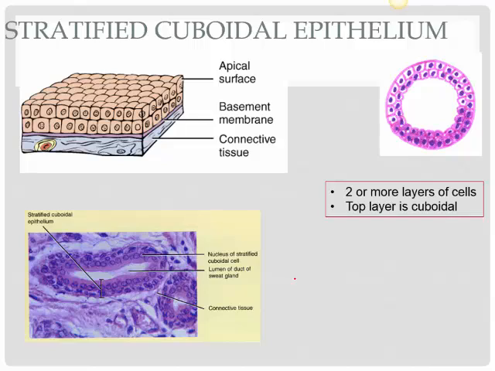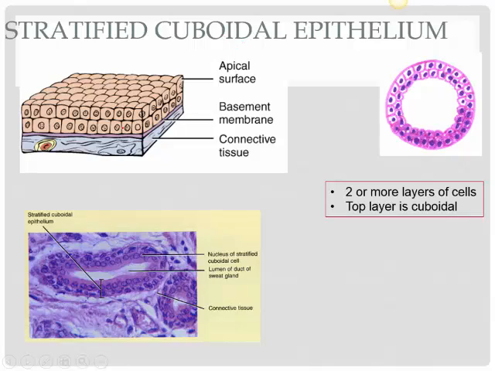Now we come to layered epithelium, also known as stratified. Strata means layered. And the epithelium is called stratified because it's more than one layer. And the second part of the name of the epithelium is based on the top layer of cells. The bottom doesn't count. Whatever is the topmost layer of cells, then we name it that way.